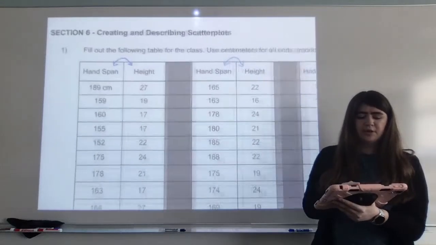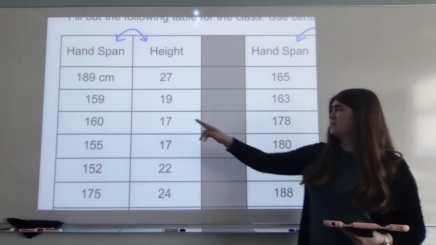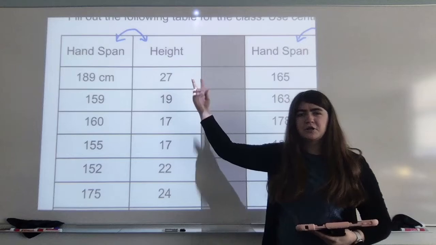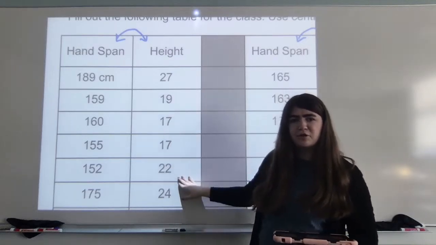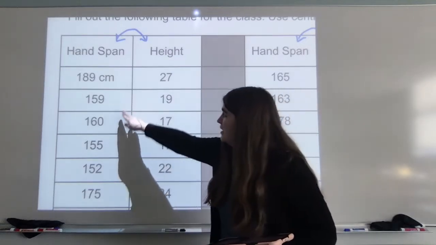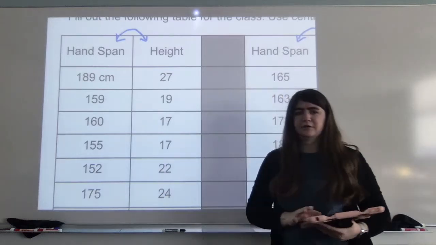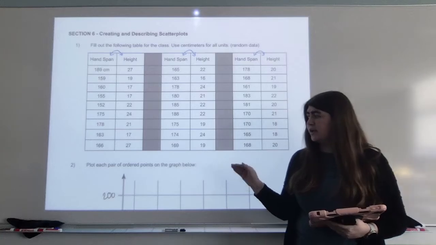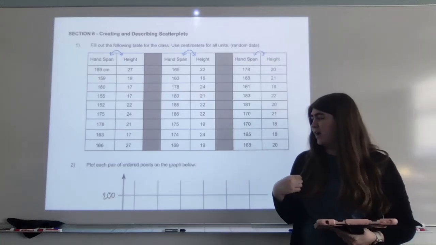I will also mention I accidentally swapped the hand span and the height, so you'll need to draw a little arrow to let you know that those are switched. This is actually the hand span measurements, and these are the heights, and it's all in centimeters. We're going to take this data and use it to create a scatter plot, and then we're going to describe that scatter plot.